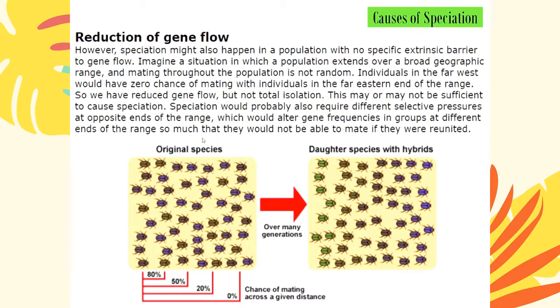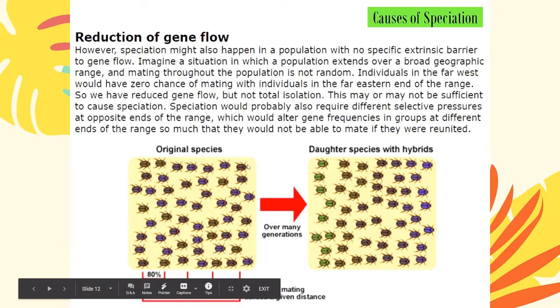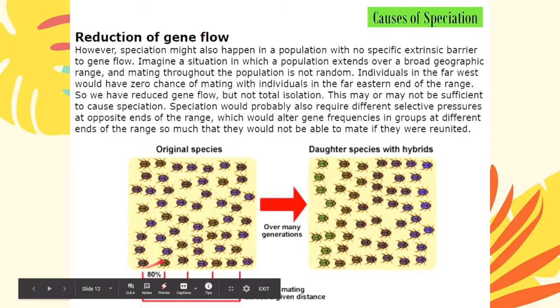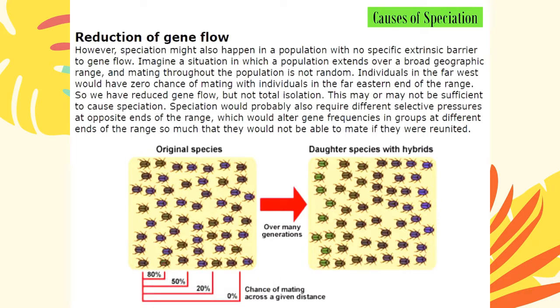How does that happen? So imagine if this is the original population, original species, and they live in this area. If, for example, this square represents their habitat, it's easy to assume that those who are living closer to each other will have higher chances of mating. So for example, if this beetle, or this fly, is living closer to this fly, they have almost 80% chances of mating and producing an offspring.